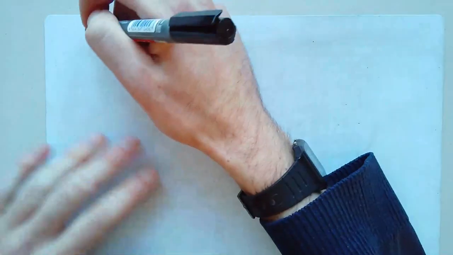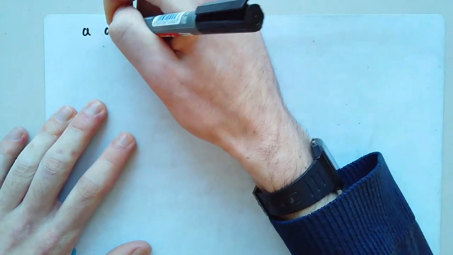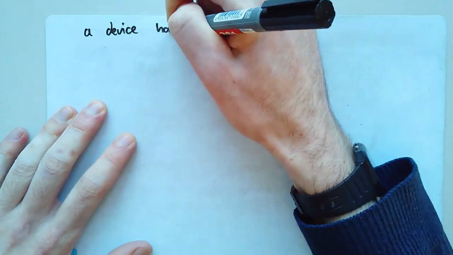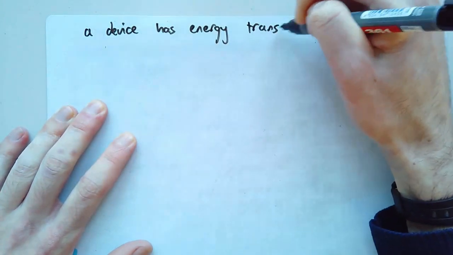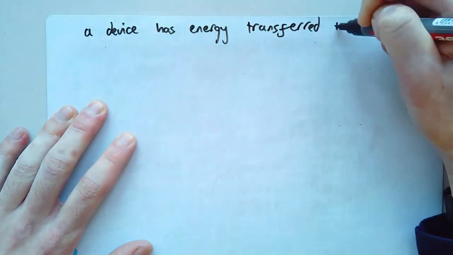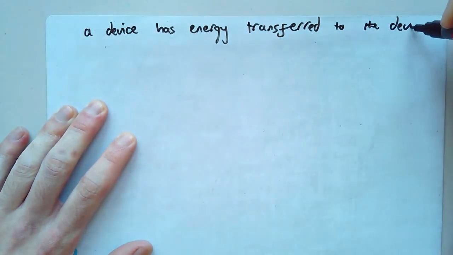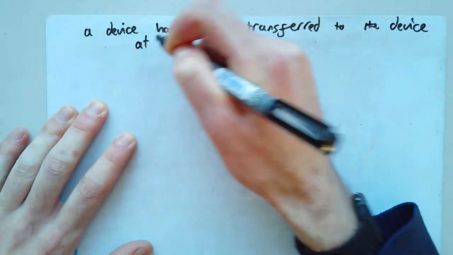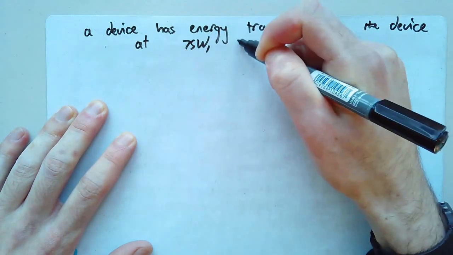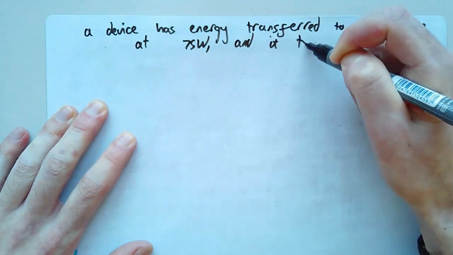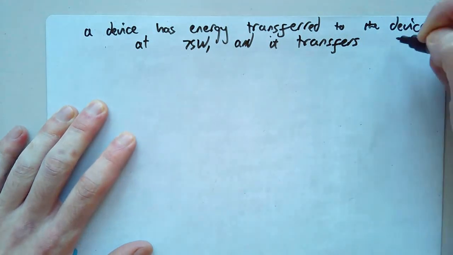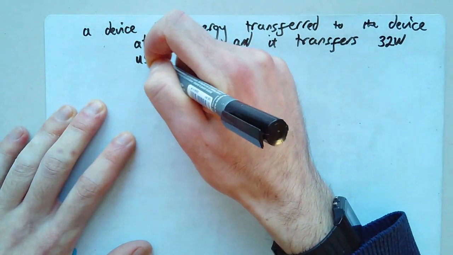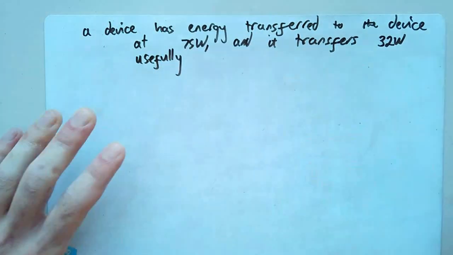So let's say you've got a device that has energy transferred to it at 75 watts, and the device transfers 32 watts usefully. Okay, so how do we do this?